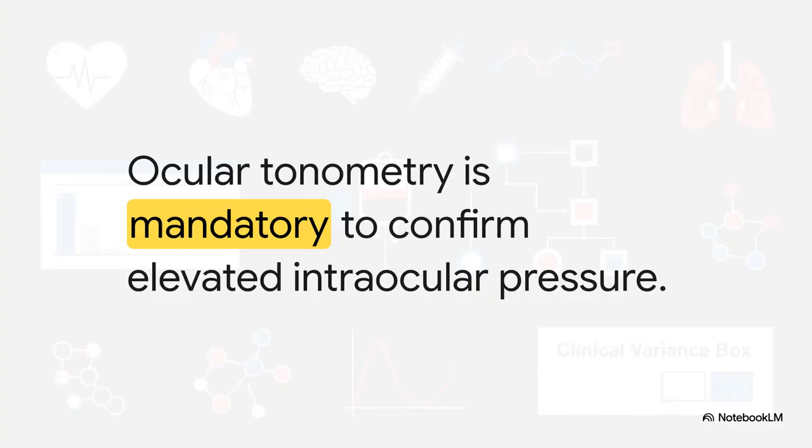So this brings us to an absolute diagnostic mandate. When you suspect acute angle closure glaucoma based on a rock-hard, red eye, and a fixed, mid-dilated pupil, ocular tonometry is mandatory. You have to quantify that intraocular pressure. That makes option B the correct answer. Hitting them with IV fluids or sending them for a CT scan is just going to delay a vision-saving intervention.